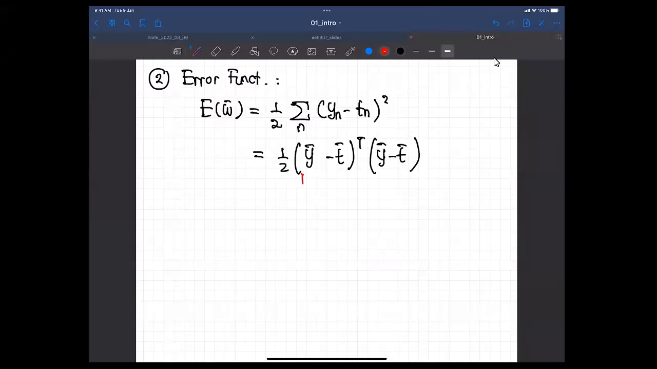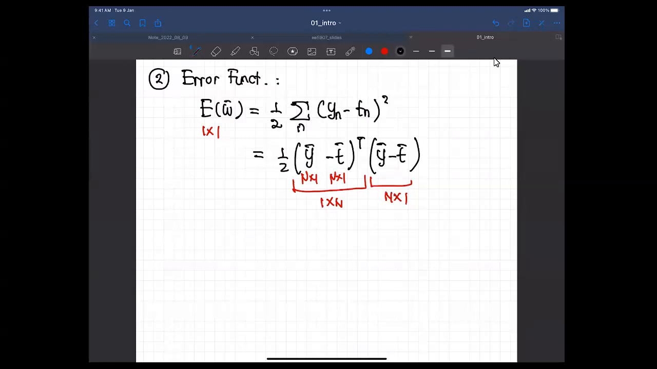So this one is again n by 1, this is n by 1, and you transpose that, it will be 1 by n. Correct? And then this one is n by 1. So the error function is always 1 by 1, or the error function is always a scalar. Any questions so far here? Okay, so that's how you model this error function.